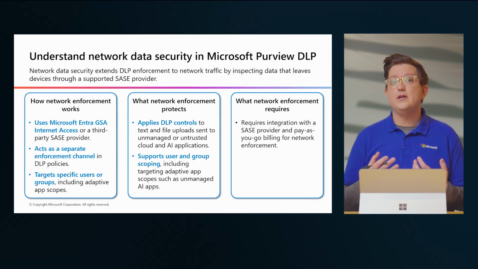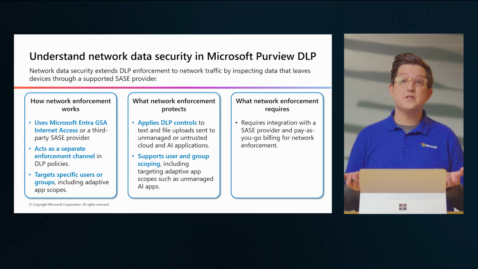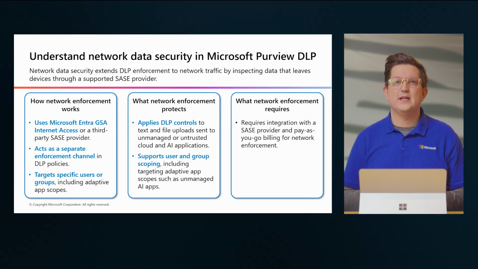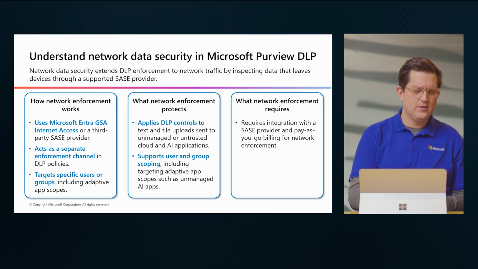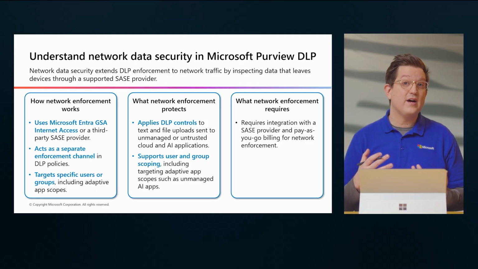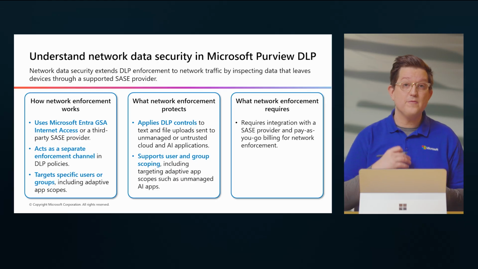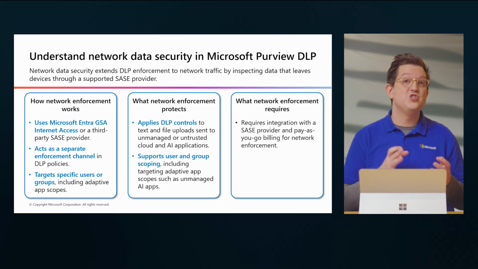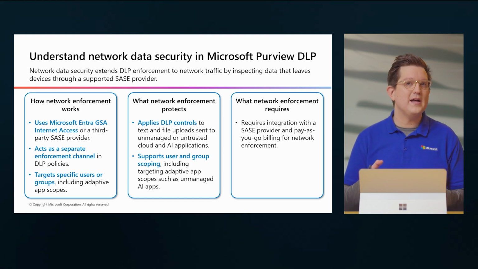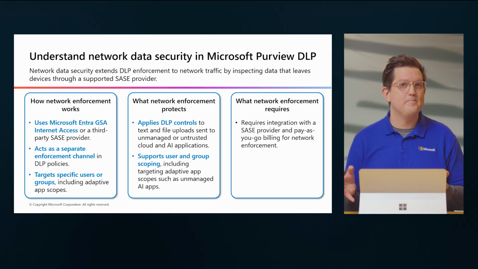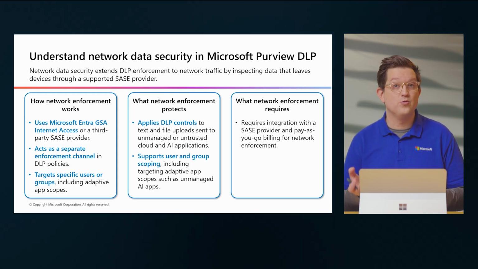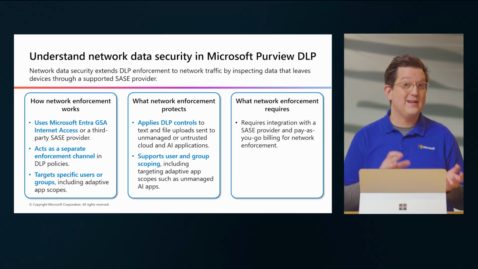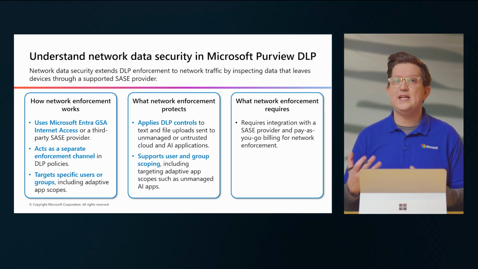Now, network data security comes in many different forms, and as a layer of security, it represents one of our more outermost layers. If we think of identity as the outermost, we work our way in from there. Network data security, though, relies on inspecting data that leaves devices through supported providers. Now, network enforcement in the Microsoft stack uses Microsoft Entra GSA Internet Access, but if you've got a third-party SASE provider, that will also function here. The critical thing that we are doing is inspecting what people are accessing, when they access it, and using that to be able to target, say, certain groups or users with adaptive scopes based on apps to be able to see what it is they're actually actioning.